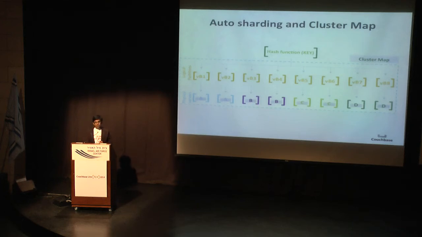Good question. So the question is, how many logical partitions are there? For every bucket, we have 1024 partitions. That's the default number of partitions. Now, you could change it, but you would change it only in certain specific cases based on your workload. But the default usually works for most people, which is 1024 partitions.